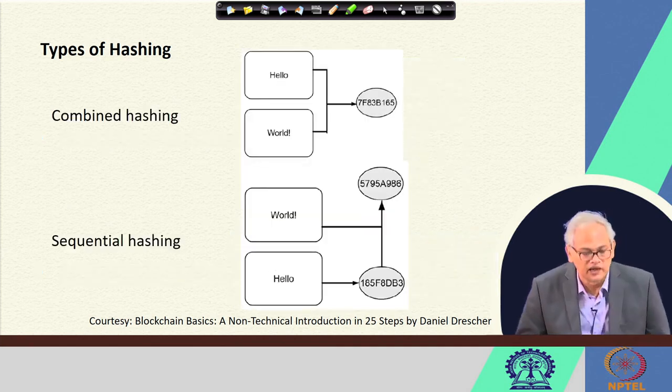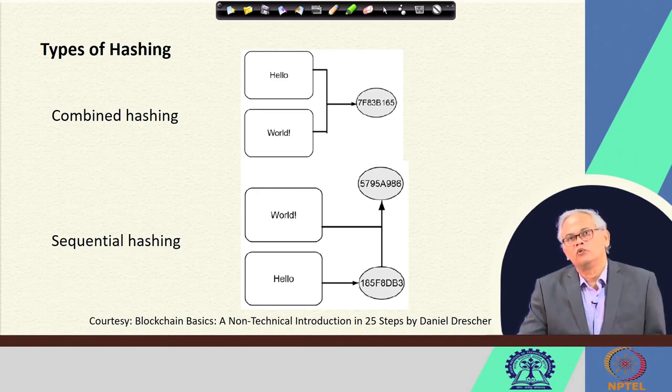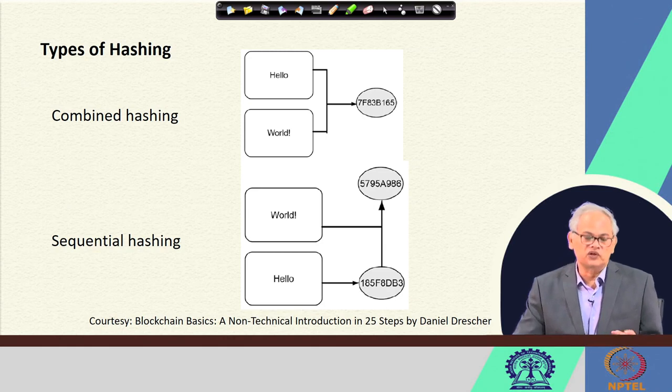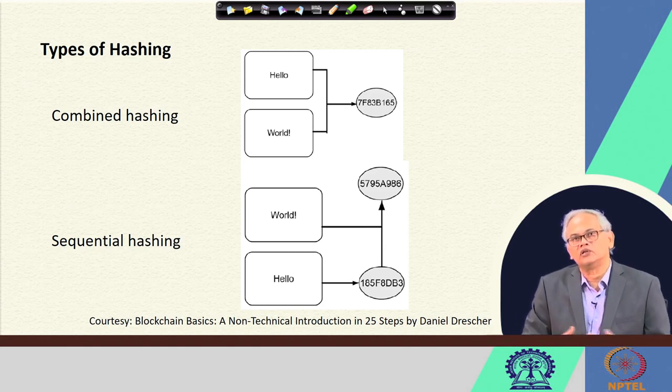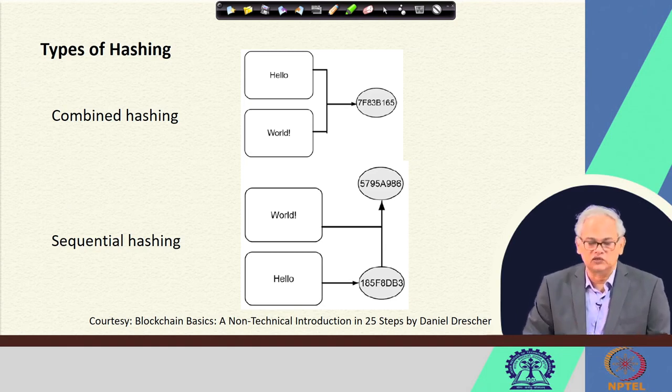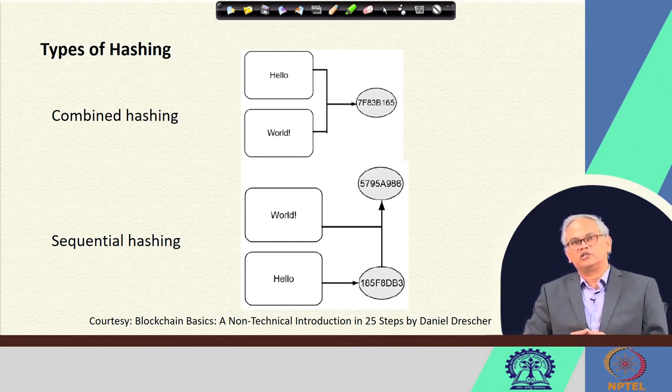The third type is combined hashing. If we are given one input as hello and the other as world with the exclamation mark, then of course we can first concatenate hello and world, and then carry out the hashing on it using, say, SHA-256. We will get this as output, and that exactly is what we have already seen by giving hello world exclamation as the input, and we got the output of which the first 8 hexadecimal digits are shown here.